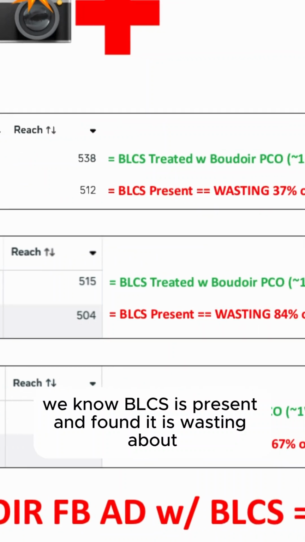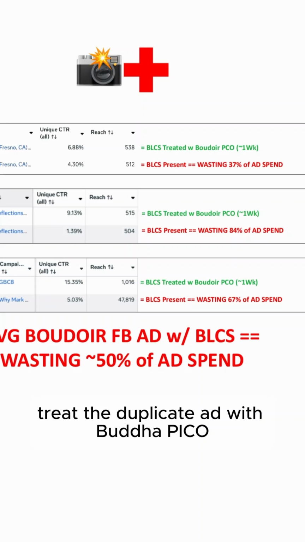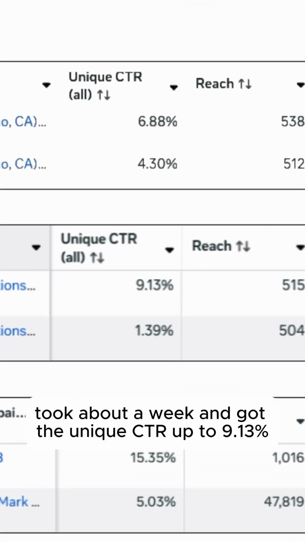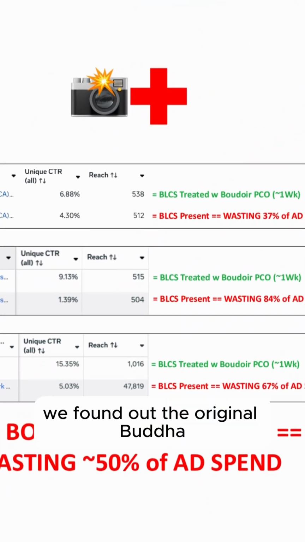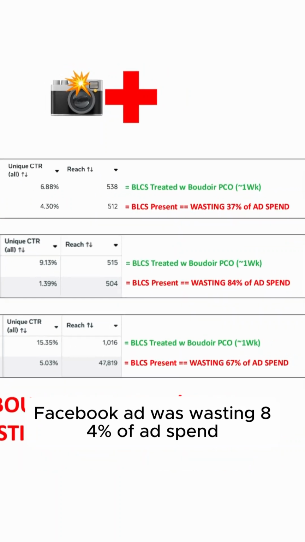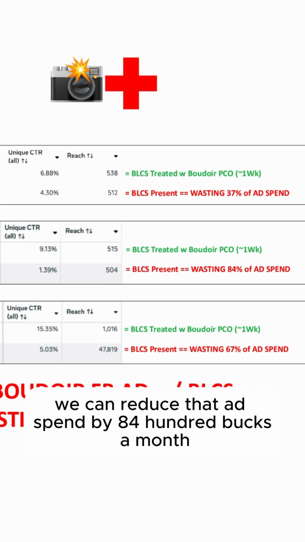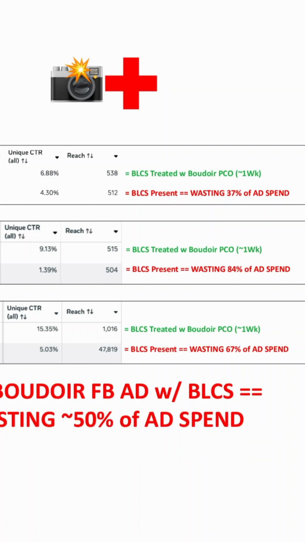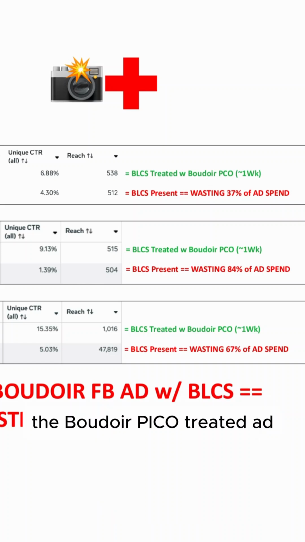We know BLCS is present, and first of all, we duplicated it, treated the duplicated ad with Boudoir Pico, took about a week, and got the unique CTR all up to 9.13%. So we found out the original Boudoir Facebook ad was wasting 84% of ad spend. So if they're spending 10 grand a month on Boudoir Facebook ads, then we can reduce that ad spend by 8,400 bucks a month and simply spend 1,600 bucks a month on the Boudoir Pico treated ad.